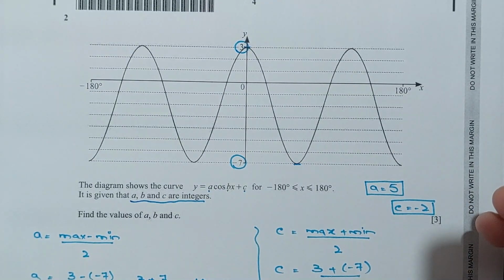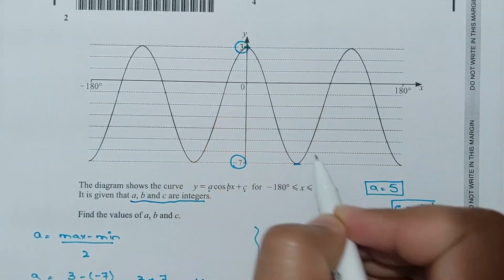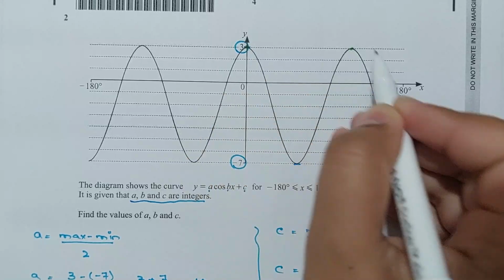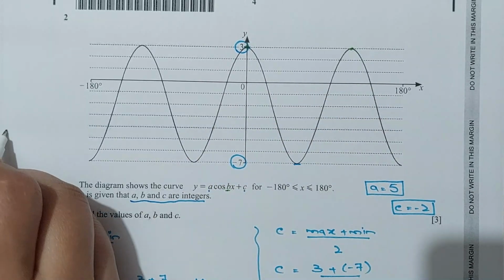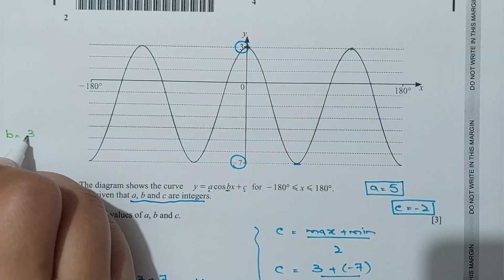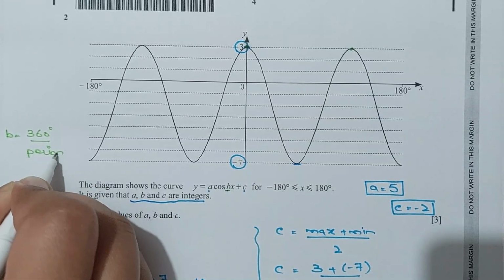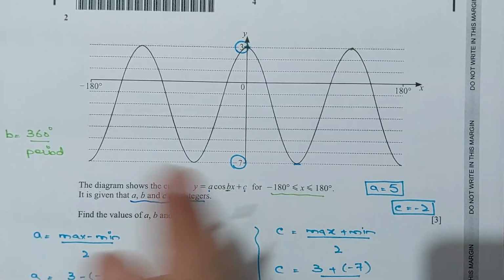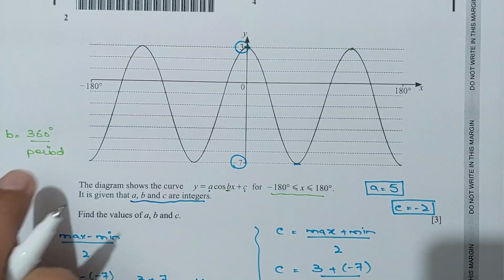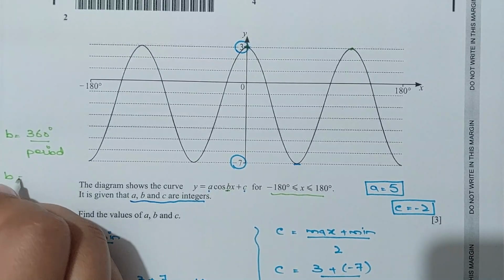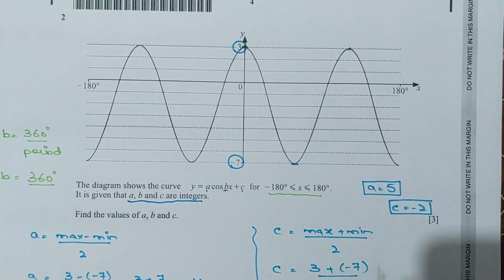Alright, as we know, the period is one complete cycle, from one maximum to another maximum. To get the B value, we use the formula B equals 360 degrees over the period, because the domain is in degrees. If it is in radians, we do 2 pi over the period. So to get the B value, we must know the period: 360 degrees over some period.